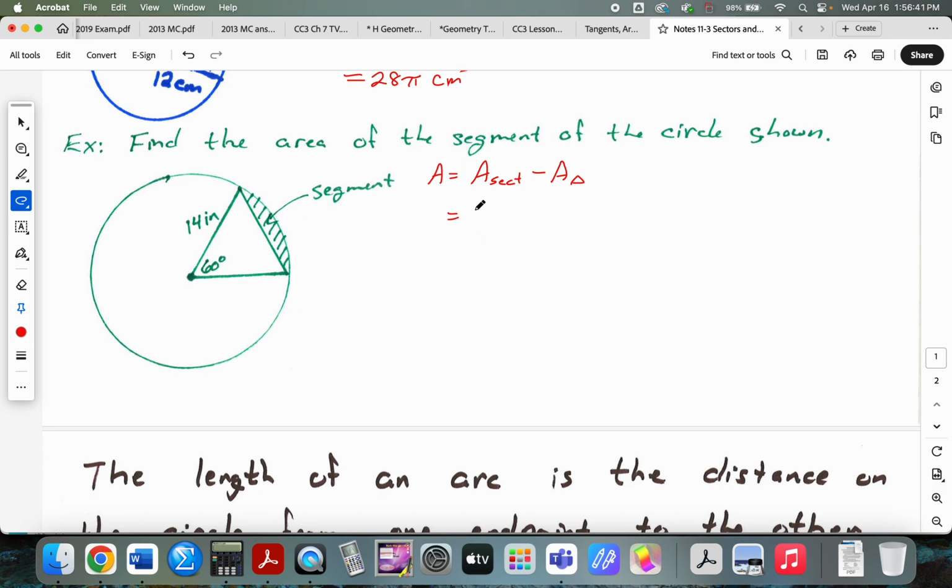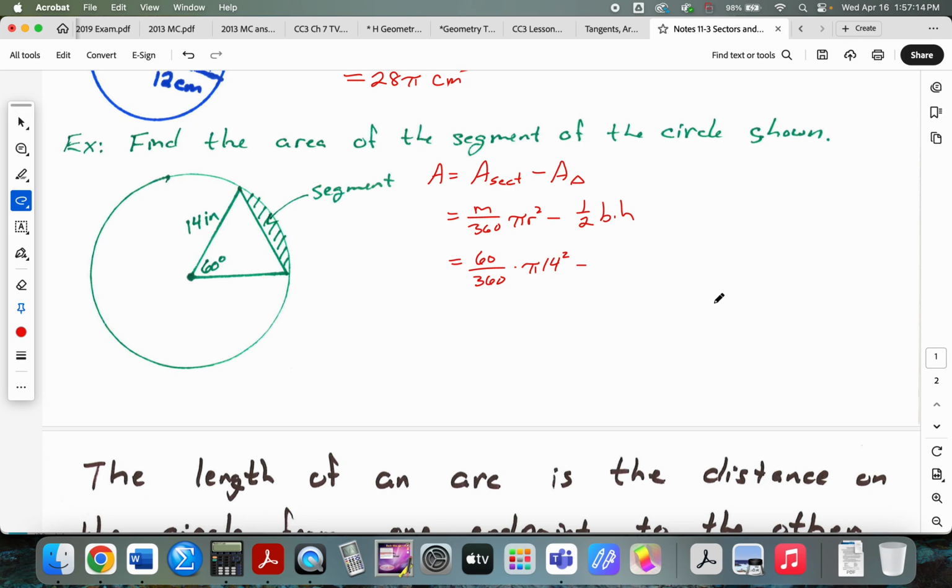So for the area of the sector, it's m over 360 times pi times the radius squared. Minus the area of a triangle is 1/2 base times height. For the sector, the measure of the central angle is 60 over 360 times pi times 14 squared.